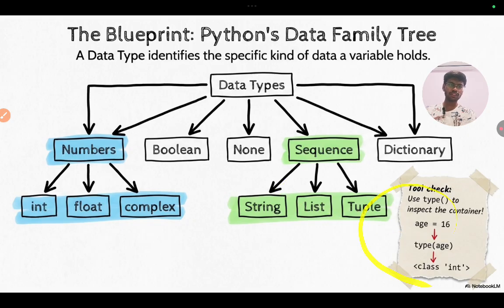Let's say age equal to 16. If you use the type function, type of age, it will give class int. Let's say age is equal to 16.4. If we do type of age, it will give class float. And if we make the 16 a string, it will give class str for the string.